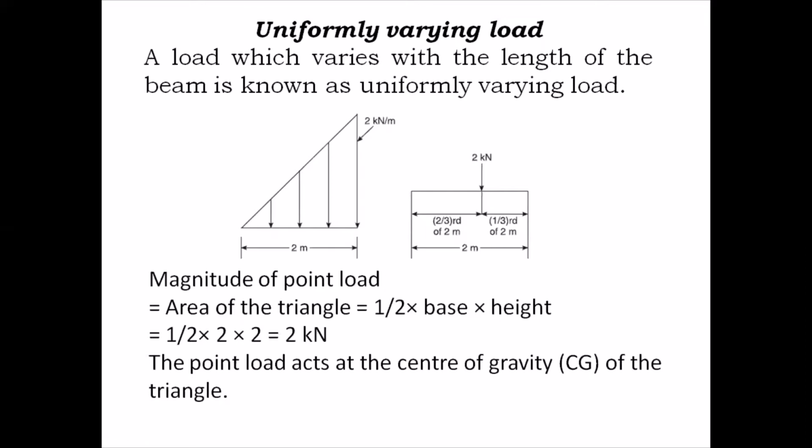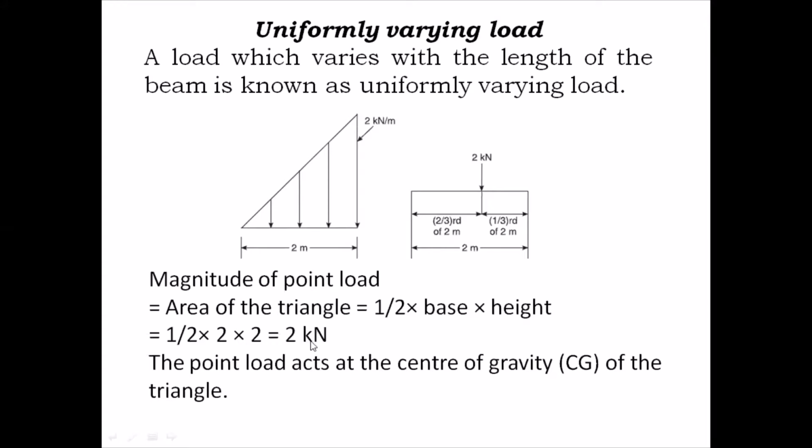Here, since it is a triangle, the conversion of this UVL to a point load would be the area of the triangle. We all know the area of a triangle is half into base into height, where the base is 2 meters, that is the length of the beam, and the height is 2 kilonewton per meter, that is the intensity. So when you calculate this, it will be 2 kilonewton. So 2 kilonewton is the point load.